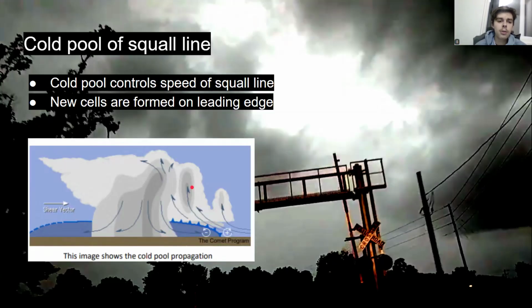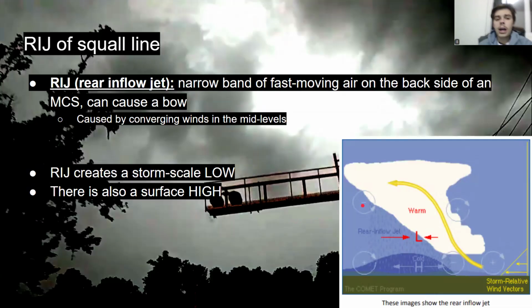So the cold pool of a squall line controls the speed of the squall line, and new cells are going to be formed on the leading edge of it. RIJ of a squall line. RIJ stands for rear inflow jet. It is a narrow band of fast-moving air on the backside of an MCS, which can cause a bow. A rear inflow jet is caused by converging winds in the mid-levels.